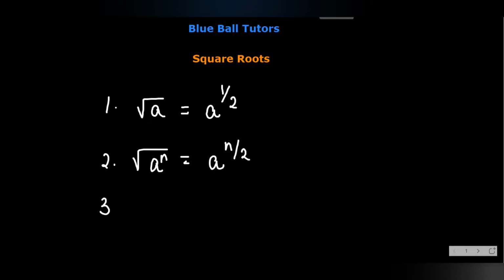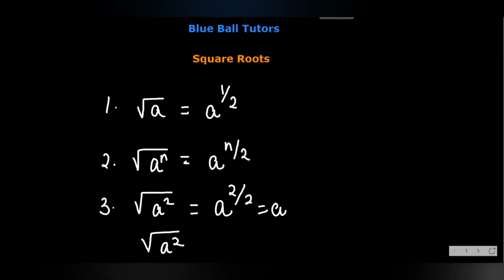And suppose the value of n is 2. Then I can say that square root of a square will be equal to a to the power of 2 by 2. And 2 by 2 is 1. So actually it is just a. Square root of a square is equal to a. So therefore, whenever you come across square root of a square, you can say that square root and square will cancel out and you will just get a.